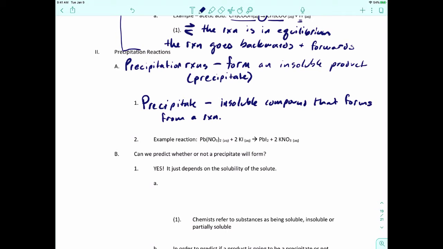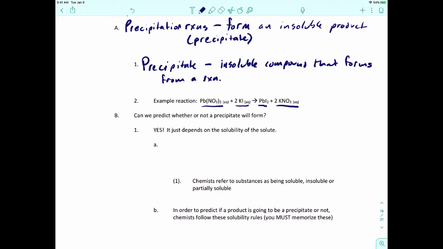All right, so let me give you an example. So here's an example reaction. You've got Pb(NO3)2, which is aqueous. You mix it with 2 moles of KI, which is also aqueous, and you form these two compounds, PbI2 and 2KNO3. Now, can you actually predict whether or not a precipitate will form? Yes. And it all depends on the solubility of the solute.